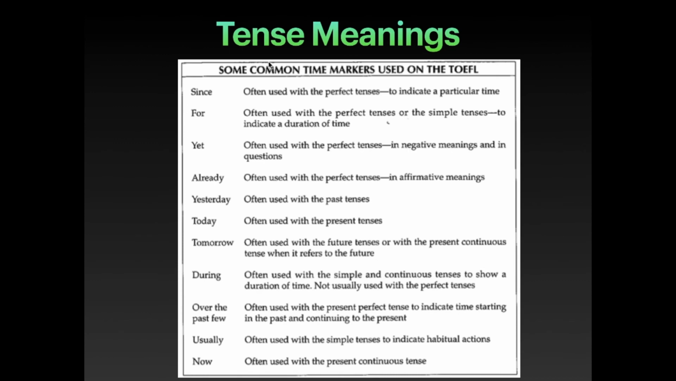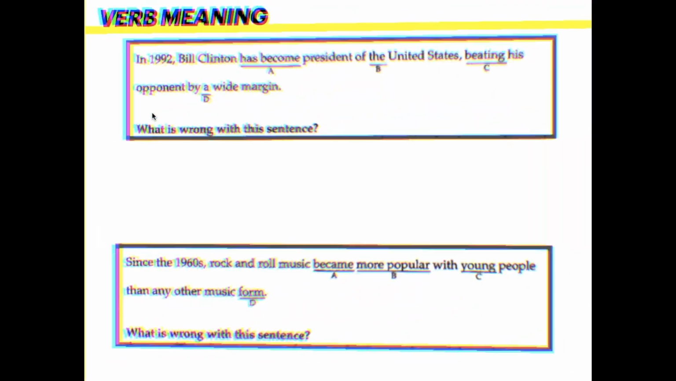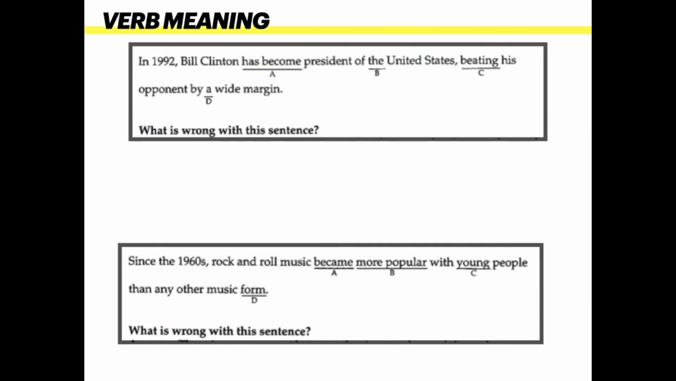So here's a chart of common time markers used on the TOEFL. For example, since is often used with perfect tenses. So here's the exercise. In 1992, Bill Clinton has become President of the United States, beating his opponent by a wide margin. What is wrong with this sentence?